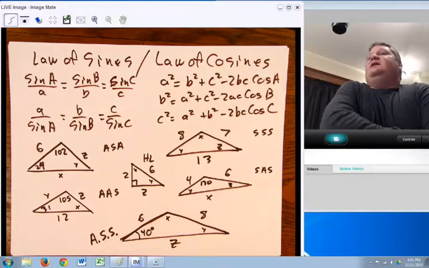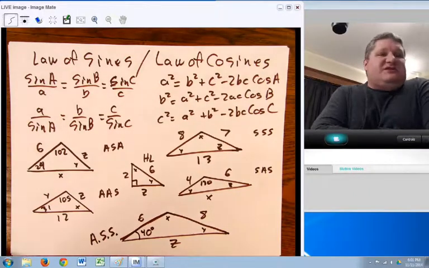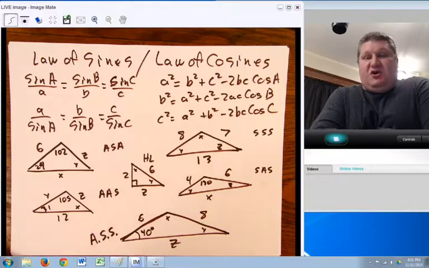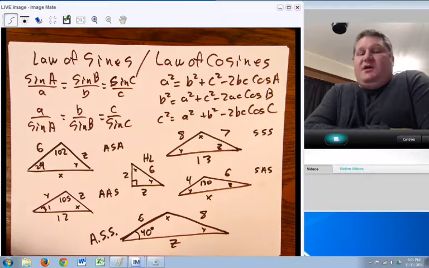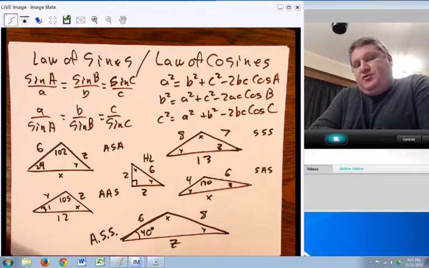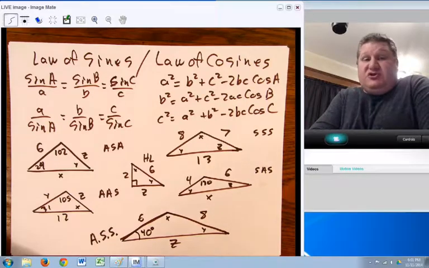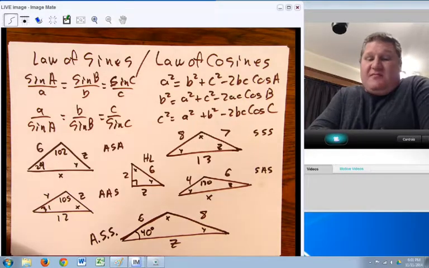Okay, ladies and gentlemen, final section of the chapter, and it's going to be law of sines, law of cosines. Now, the good news is you should have already had law of sines and law of cosines, both a little bit in geometry, but also in Algebra 2. So this should be primarily review for you.